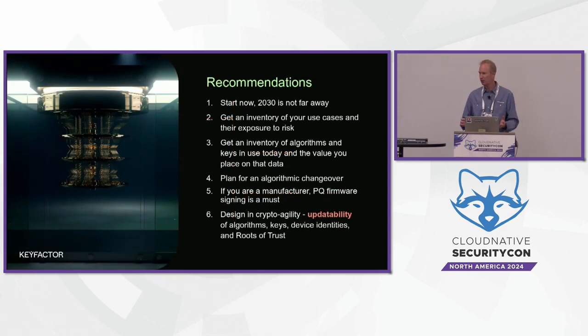So the recommendations from a top-down CISO approach look the same wherever you look, if it's from CISA here in the US, or if it's from ANSSI in France, or BSI in Germany, or wherever you look, it looks about the same. Recommendations are to start now, because 2030 is actually not very far away. Get an inventory of your use cases and their exposure to risk, so you know what to address first. Inventory what algorithms you are using and where, so you can judge the value of the data that is protected by this algorithm, and plan for an algorithm changeover.